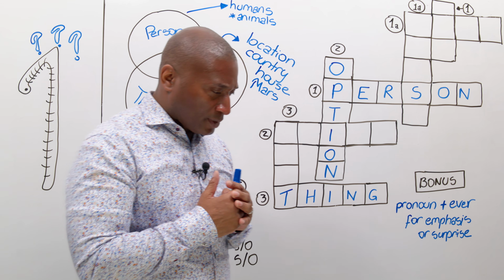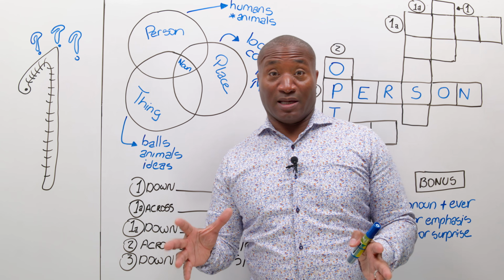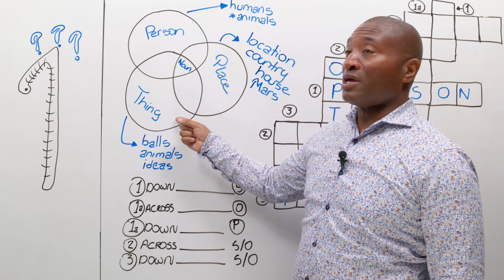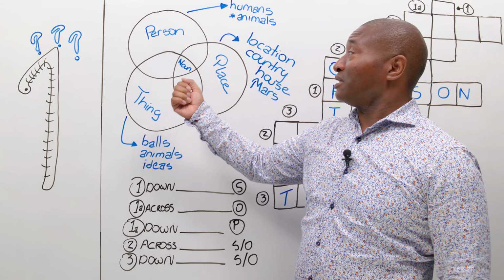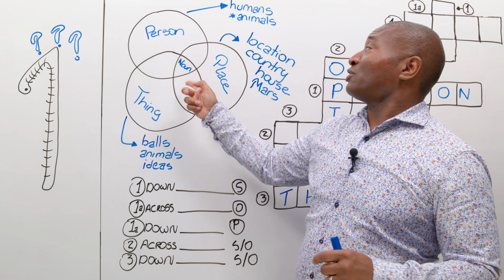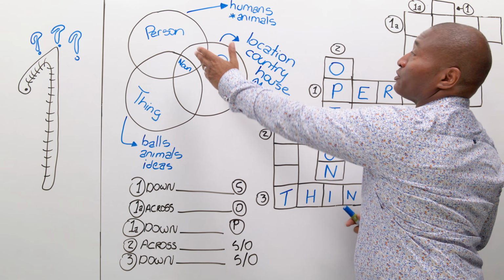So what is a noun? A noun is typically 3 basic things. It is a person, a place, or a thing. And you noticed I did a Venn diagram to show how eventually all 3 things, if you have all 3, they're nouns. Now, what's a person?